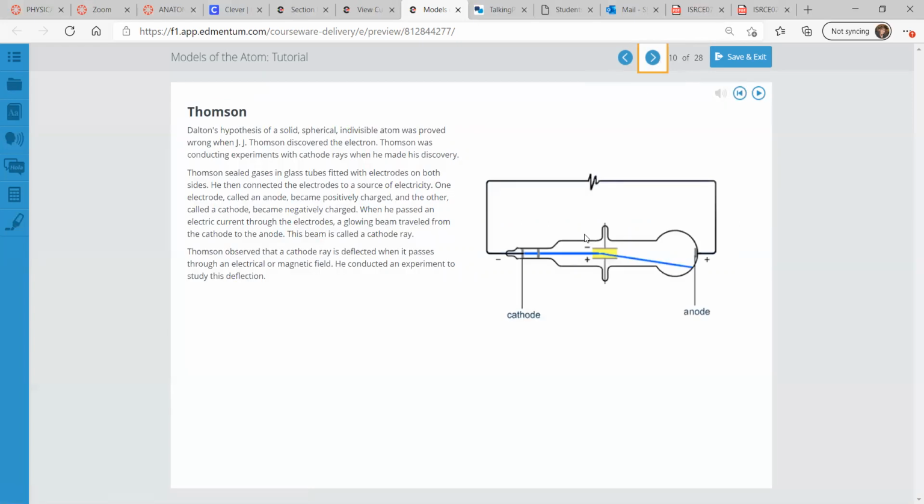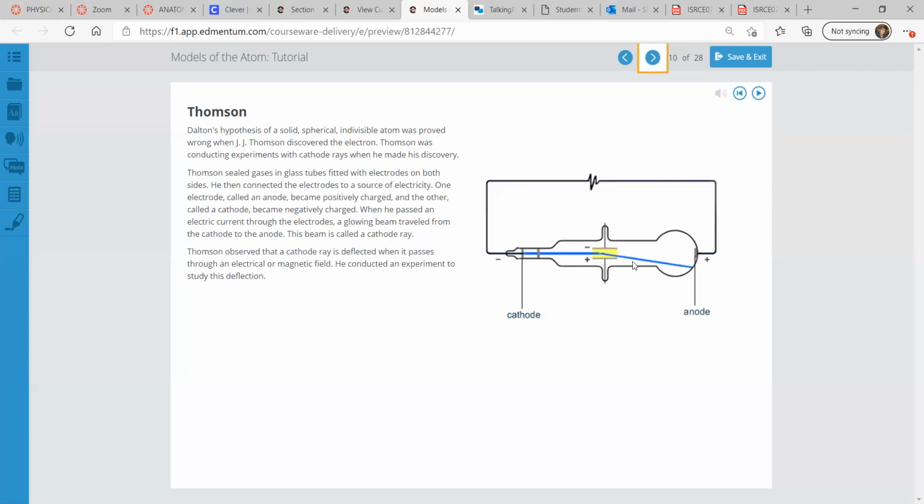Later, we talk about Thomson, whereas Dalton's hypothesis of a solid spherical indivisible atom was proved wrong when J. J. Thomson discovered the electron. Thomson was conducting experiments with cathode rays when he made his discovery. He sealed gases in these glass tubes fitted with electrodes on both sides, and you can see that here.